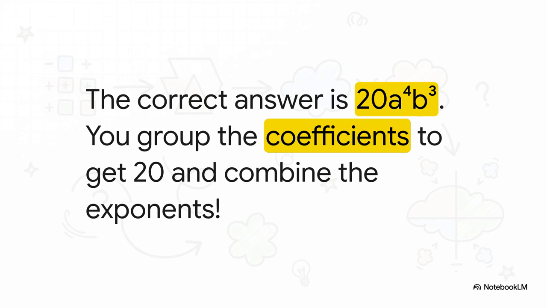Did you get it? The answer is 20a to the 4th, b to the 3rd. If you got that, you are absolutely correct. You expertly grouped the 4 and 5 to get 20, and you combined the variable exponents. Remember that single a and single b have an invisible exponent of 1. So 3 plus 1 gave us a to the 4th, and 1 plus 2 gave us b to the 3rd.